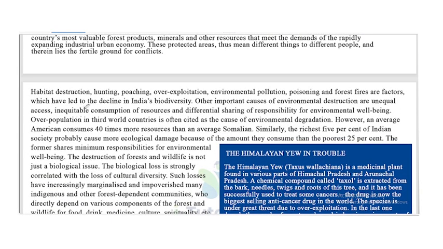Habitat destruction, hunting, poaching, overexploitation, environmental pollution, poisoning, and forest fires are factors which have led to the decline of India's biodiversity. So these are some factors which cause the decline of India's biodiversity, or biodiversity losses.